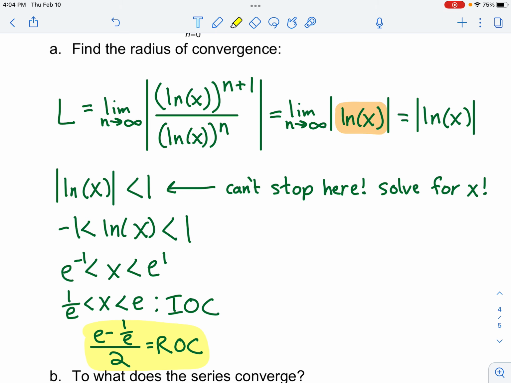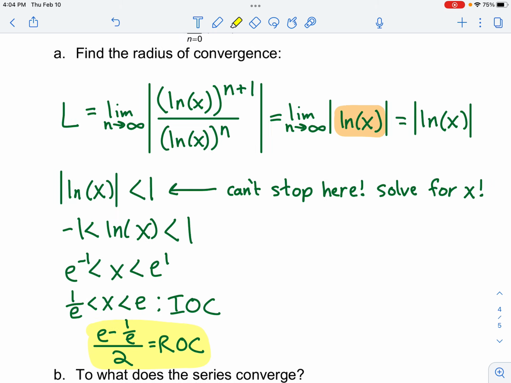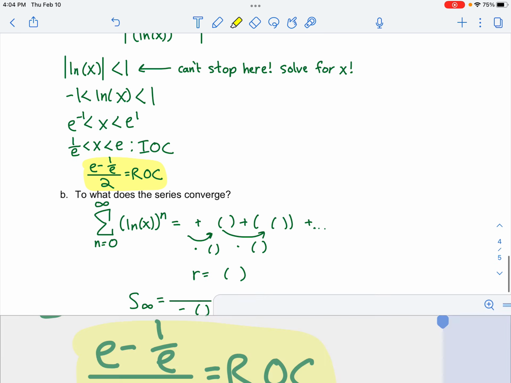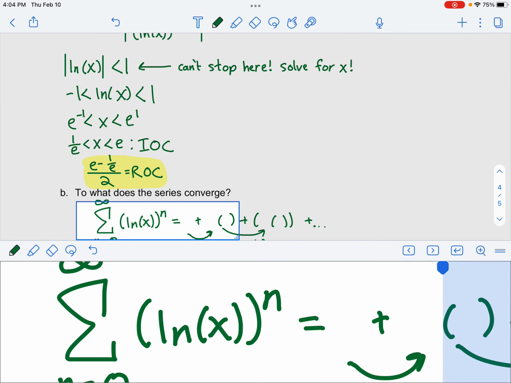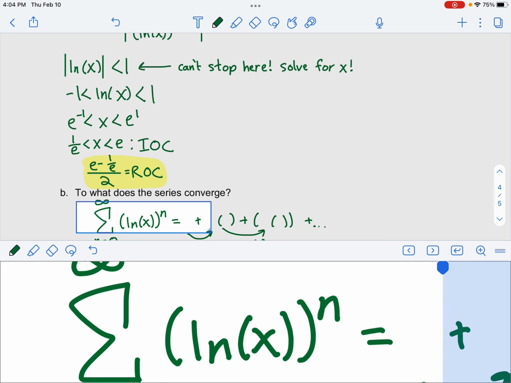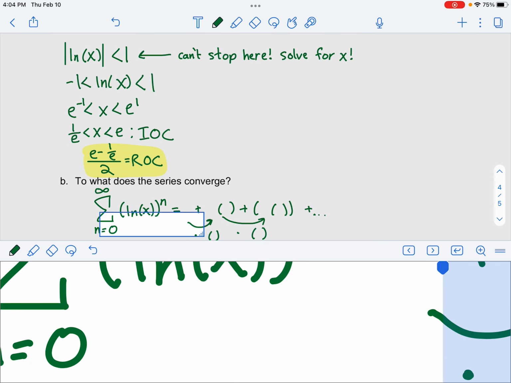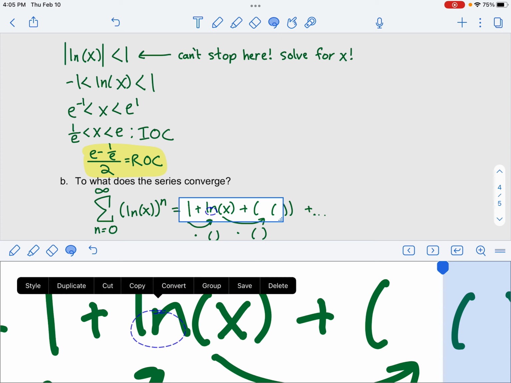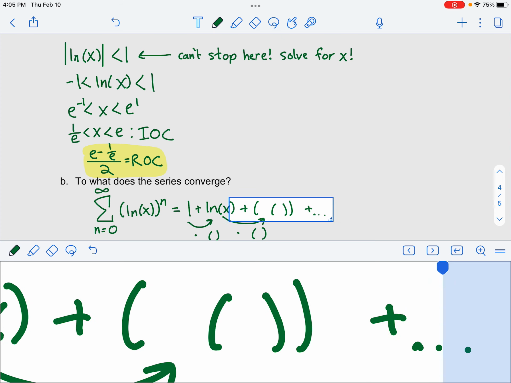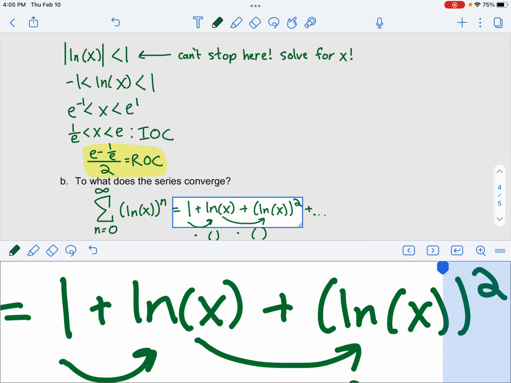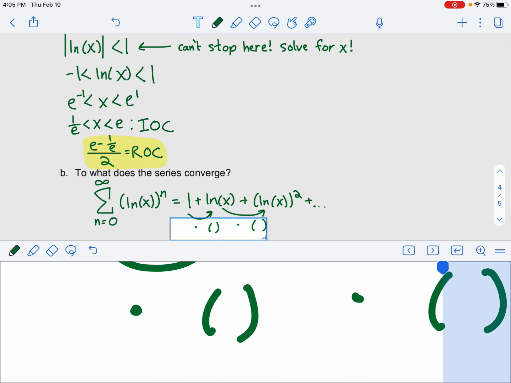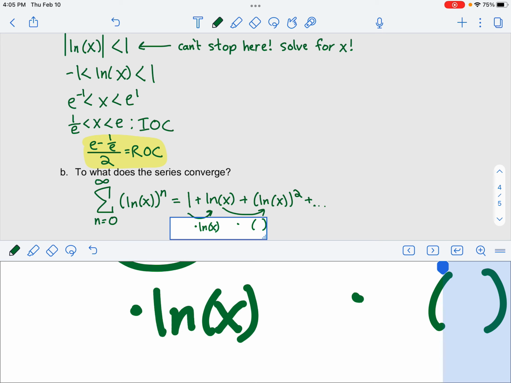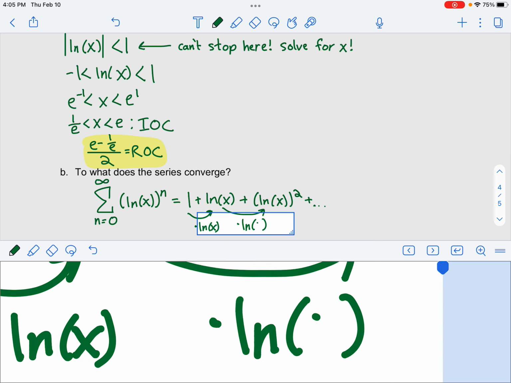Now part B says, to what does this series converge? Well, if we take a look at the series itself, the natural log of x to the n, if I start plugging in values of n, anything to the 0 is 1. My next term would be natural log of x. My next term would be the quantity natural log of x to the second power, and it would go on and on. And so this could have helped us in the beginning. This is a geometric series. Every term is getting multiplied by the natural log of x.